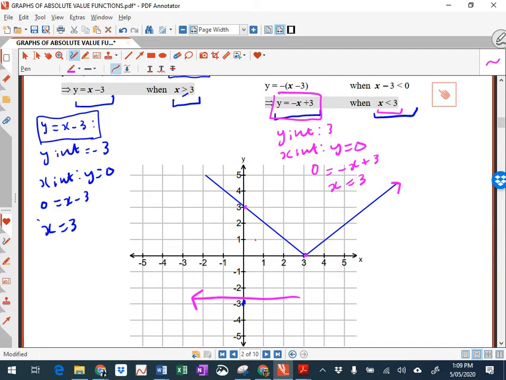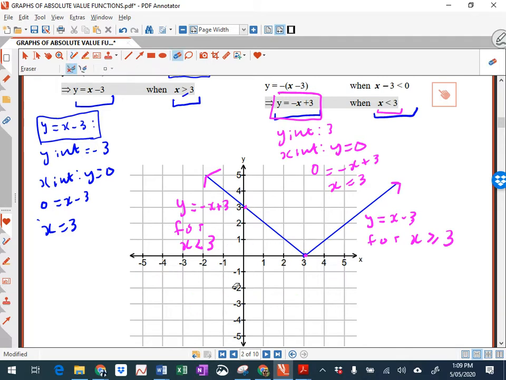Okay, so you have two parts to your absolute value function. You have y equals x minus 3, the 3 there, for x values bigger than or equal to 3. And the other part of the absolute value function is y equals minus x plus 3 for x values less than 3. Okay, so there's two parts to it. All right.